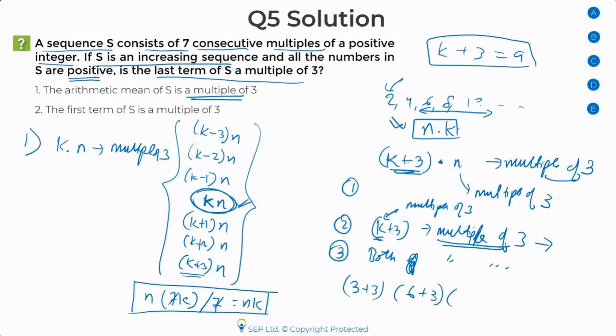Now, if the mean is a multiple of K times N is a multiple of 3, notice there are a lot of possibilities. N is a multiple of 3. If N is a multiple of 3, is K plus 3 times N a multiple of 3? The answer is yes.